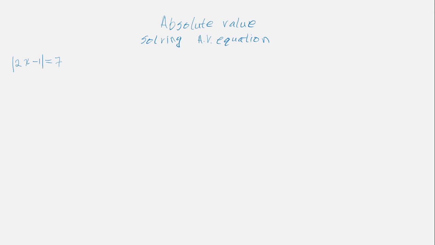Hello everyone. Let's try and solve an absolute value equation. So our equation is absolute value of 2x minus 1 equal to 7.